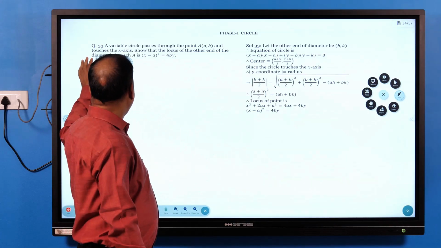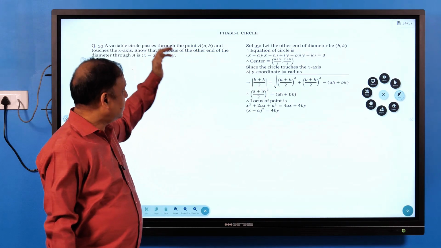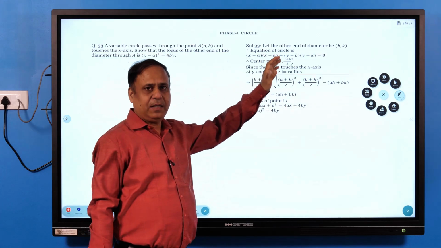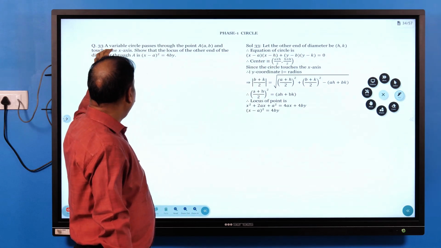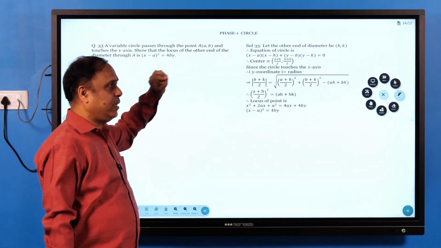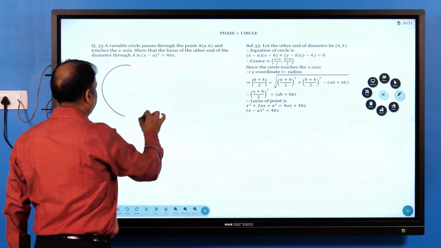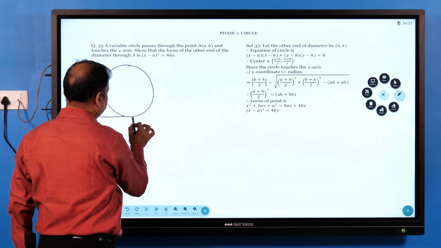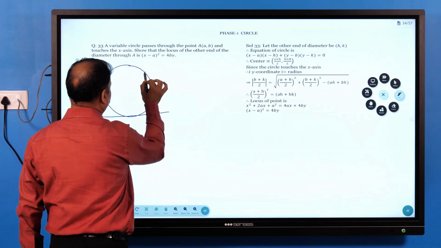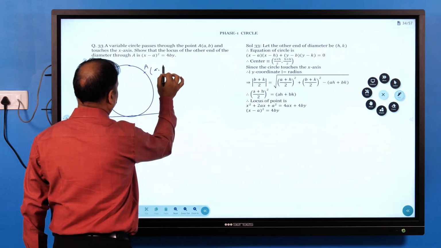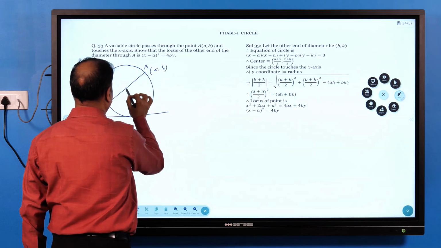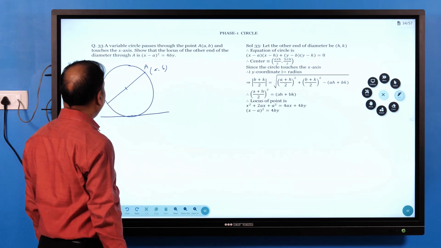So now come to question number 33, Exercise 1, continuing the circle chapter, and a very interesting problem. A variable circle passes through the point A, some point is given. It passes through the point A and it is touching the x-axis. Passing through point A(a, b), and this is the center, a variable circle.